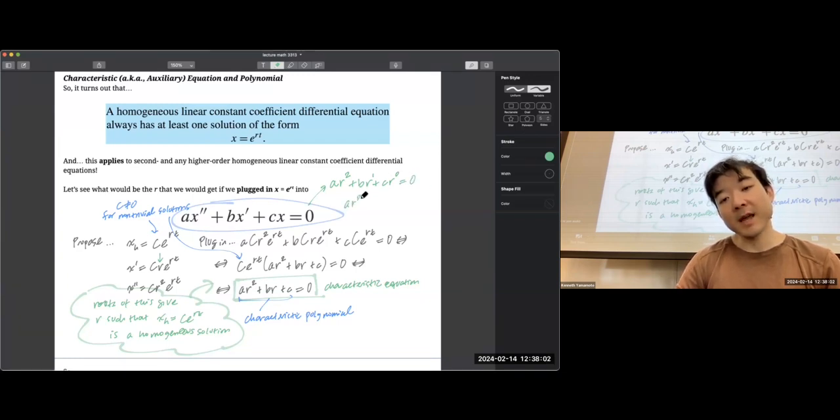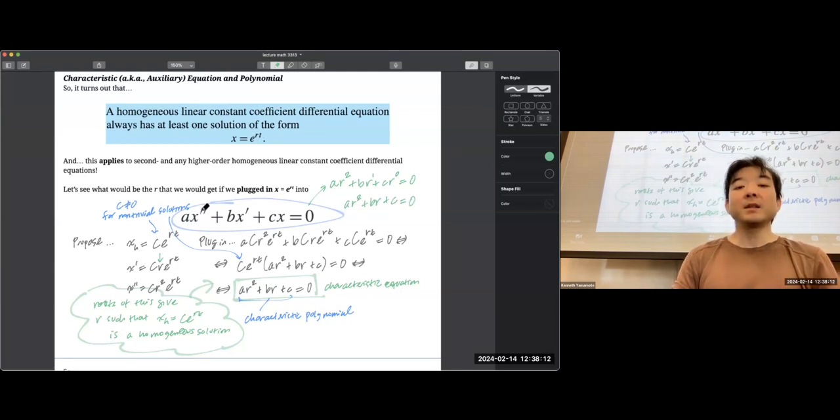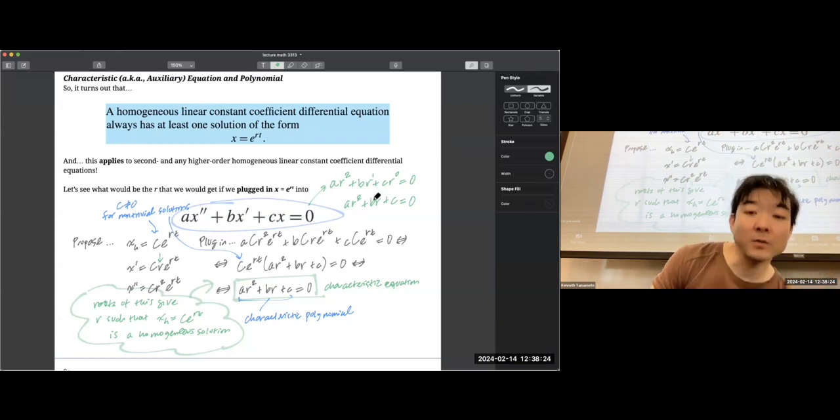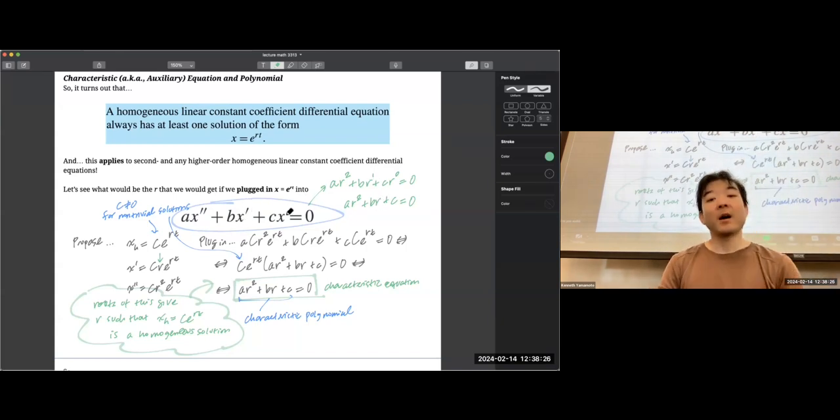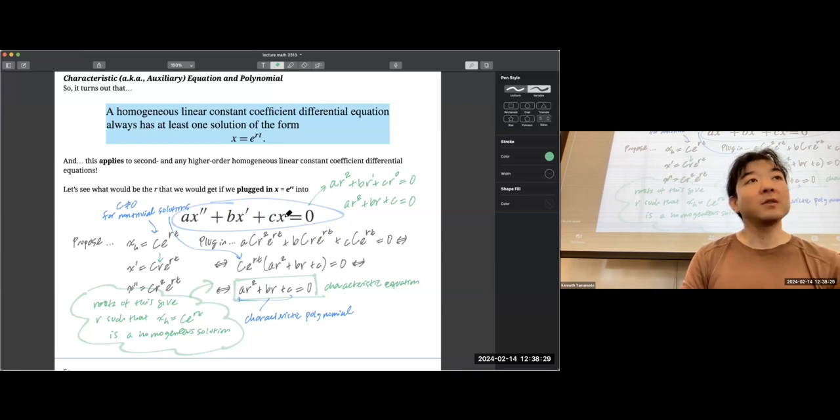But of course, it's the same as ar squared plus br plus c, because r raised to the 1 is just r, and r raised to 0 is just 1, so this is just c. Basically, the order of the derivative is the power on the r. A second order derivative is an r squared. A first order derivative is an r raised to the 1, which you can just write as r. And x with no derivative is the 0 derivative, so r raised to the 0, which is just a constant.